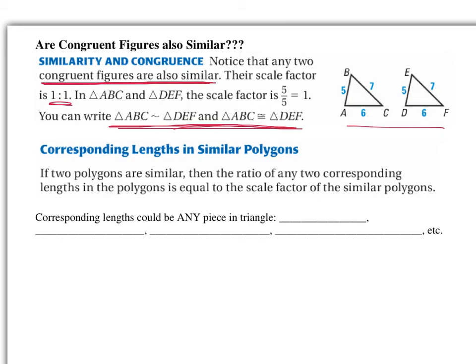So for corresponding lengths in similar polygons, we can set up any sides, any corresponding pieces of the triangles, and then that is also equal to the scale factor. So some other corresponding lengths that you could use in a triangle could be the sides. We have dealt with medians before, which remember connects the vertex to the midpoint. Next we have the altitude, which is just the height of the triangle, so from the vertex 90 degrees on the opposite side. And lastly, we have midsegments, which is connecting two midpoints together on the sides of our triangle.